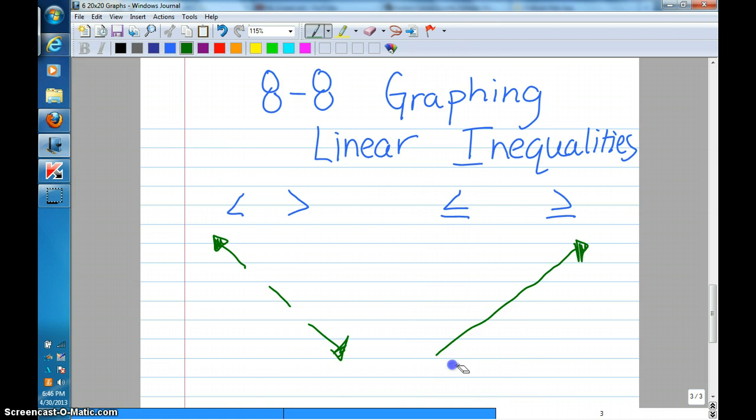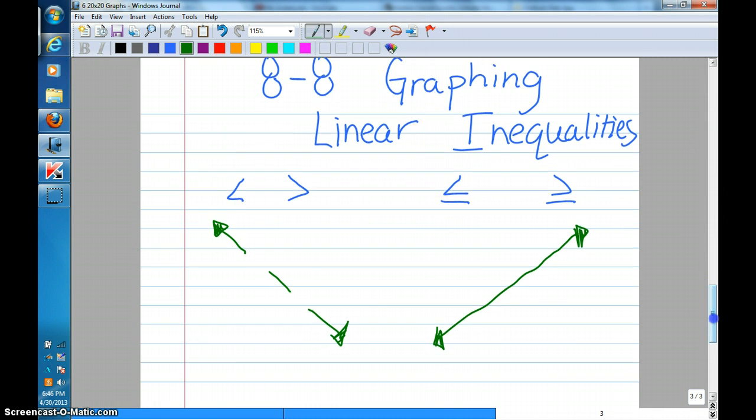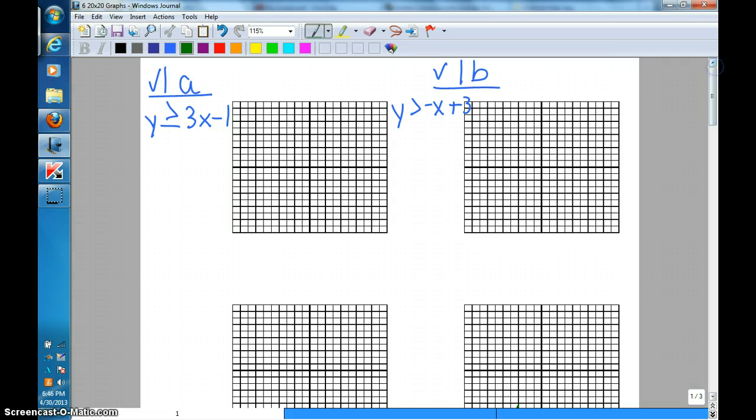So we're going to look at check 1 first. Make sure you have your graph paper for this. I'm going to scroll back to my top. Y is greater than or equal to 3x minus 1. So we already have it in slope-intercept form, y equals mx plus b, so we don't have to do any switching for that. Go ahead, graph that line first. Again, -1 is the y-intercept.